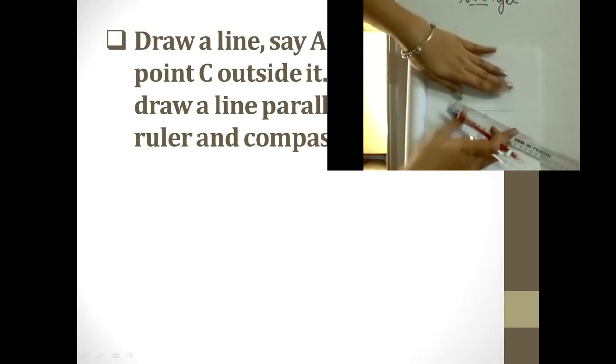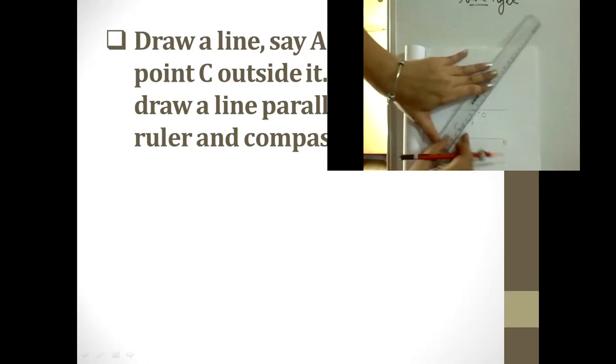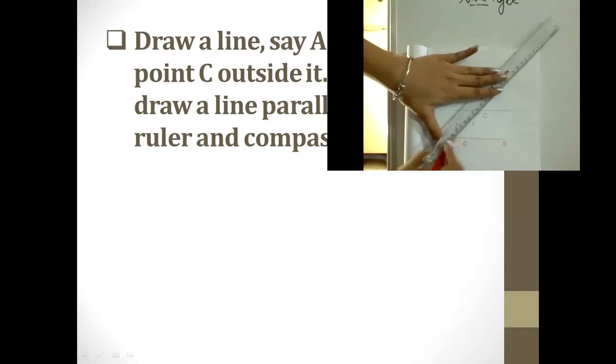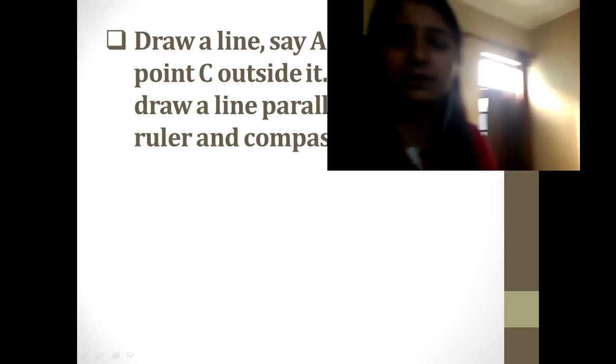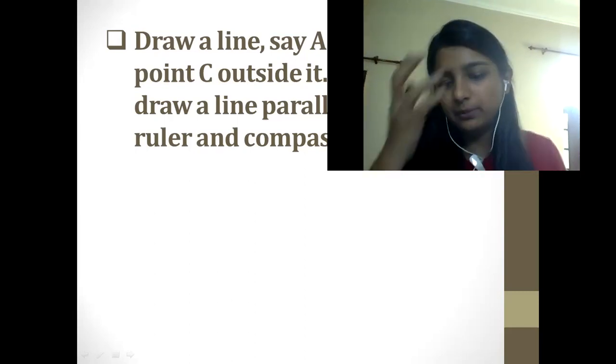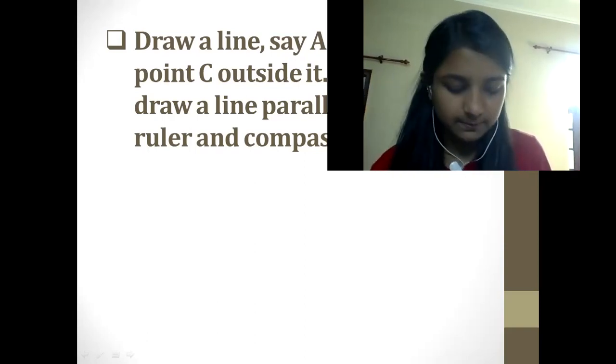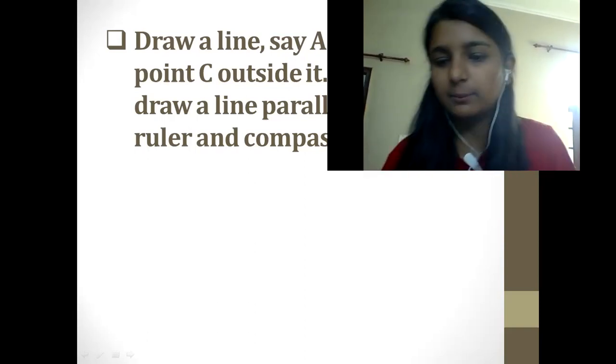That means these angles are formed, and it is making an alternate interior angle again. So this question was similar to the previous one. Now I hope you have got an idea how we can construct with the help of ruler and compass.